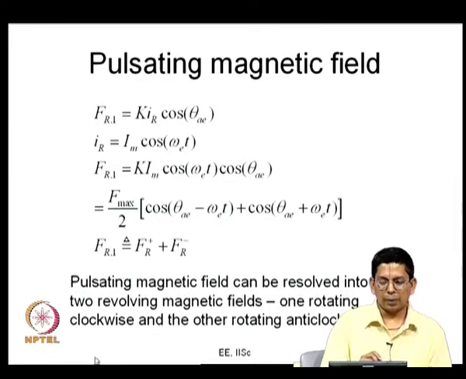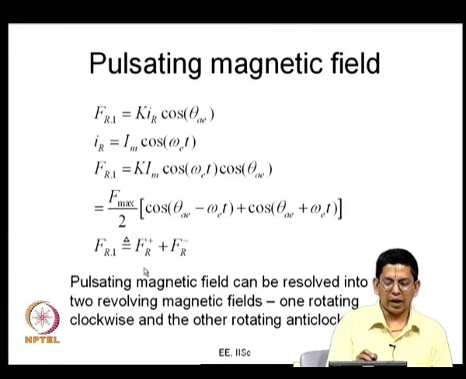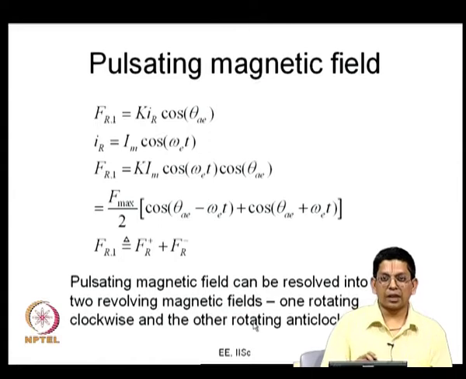So, now what really happens is, this is one component which rotates, and this is another component which rotates. One rotates in the positive direction or the anti-clockwise direction, the other one rotates in the negative direction or the clockwise direction. So, you can write this FR1 as FR plus and FR minus. Thus, you can resolve a pulsating magnetic field into two revolving magnetic fields, as many of you might be aware. In fact, this is what is used in a single phase induction motor also.